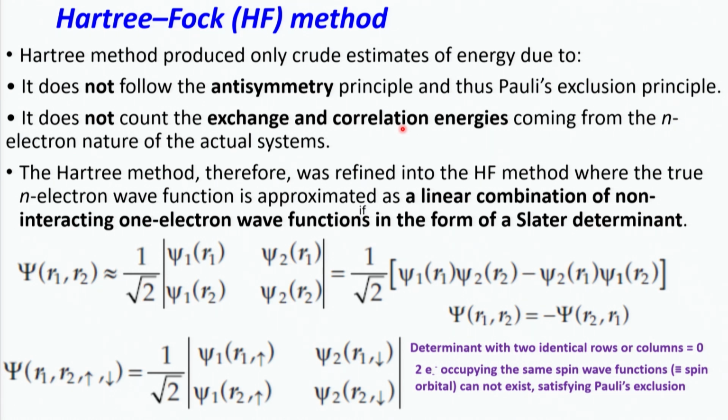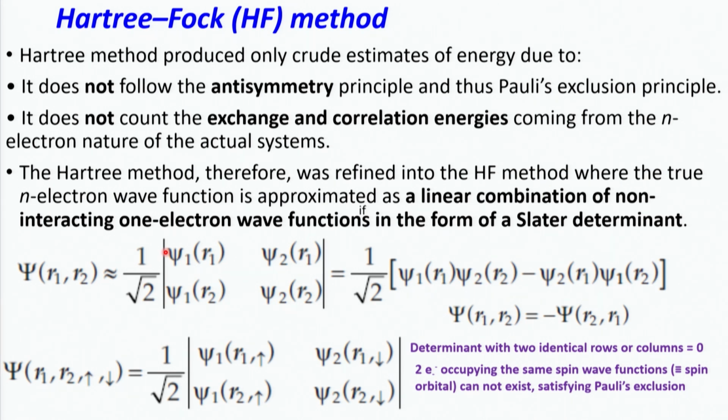Okay. This exchange and correlation energy we will also discuss more when we come to density functional theory. At the same time, this is also a major drawback of the Hartree-Fock method, that we should remember: in this case we are not considering the correlation energies. The Hartree method was therefore refined into the Hartree-Fock method, where the true n electron wave function is approximated as a linear combination of non-interacting one-electron wave functions in the form of a Slater determinant. In this case, we are not taking the simple multiplication; we take the wave function as a Slater determinant with a normalization factor, so that it satisfies the antisymmetry principle of electrons.